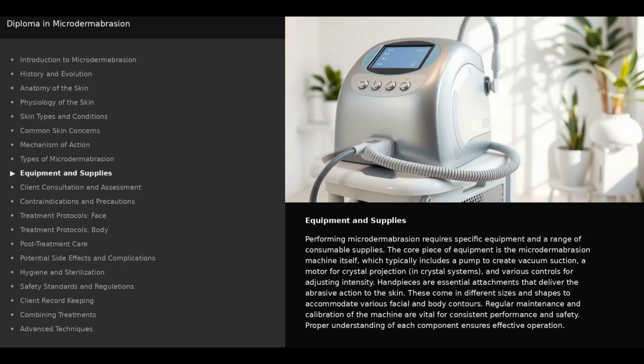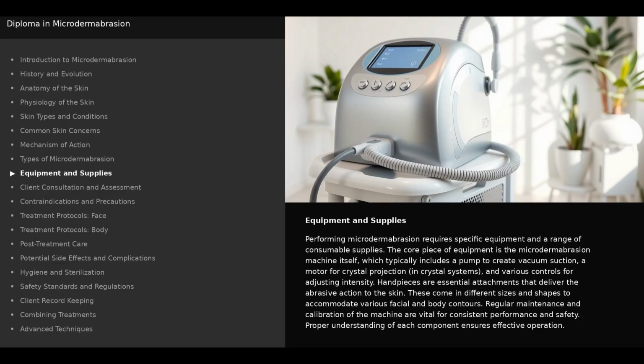Equipment and supplies. Performing microdermabrasion requires specific equipment and a range of consumable supplies. The core piece of equipment is the microdermabrasion machine itself, which typically includes a pump to create vacuum suction, a motor for crystal projection in crystal systems, and various controls for adjusting intensity.